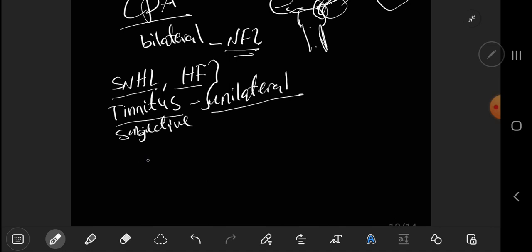And there can also be other symptoms, for example vertigo and disequilibrium and things like this, if there is also compression of the vestibular part of the cranial nerve. But the most common presentation is the sensorineural hearing loss in the high frequencies, usually with tinnitus. Now it can also present as sudden sensorineural hearing loss.